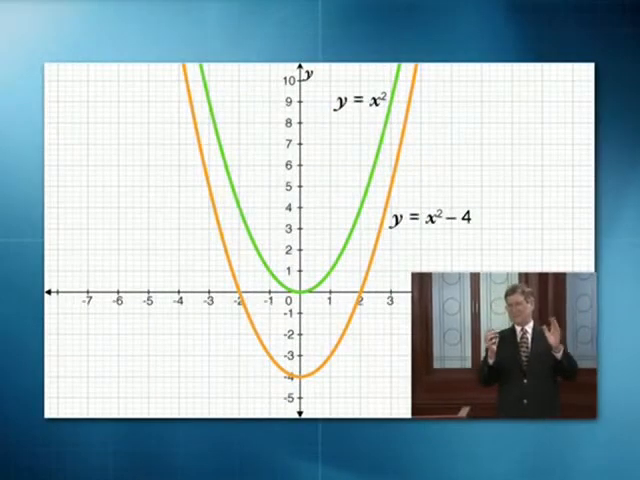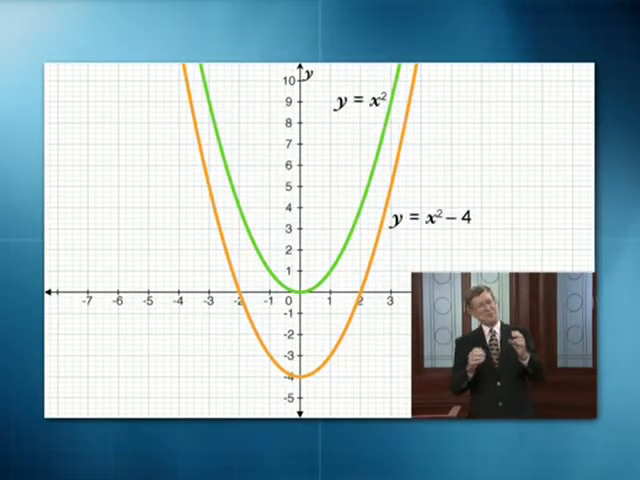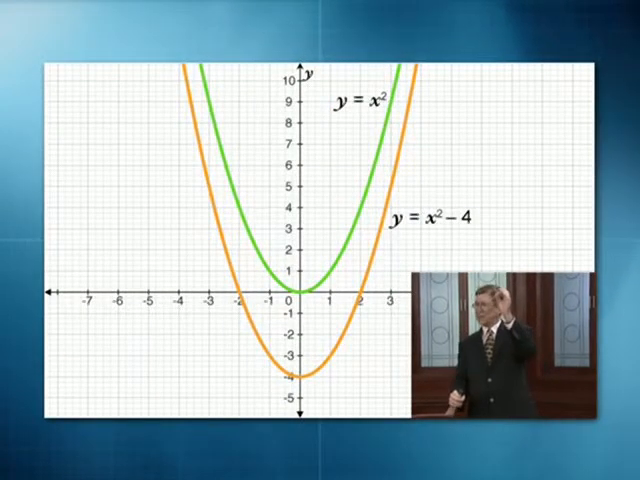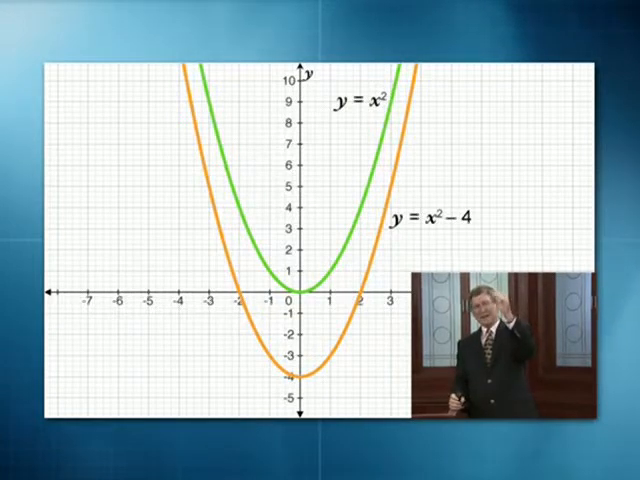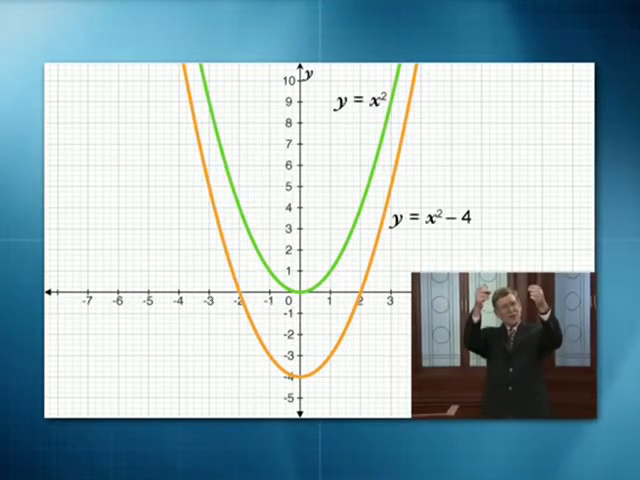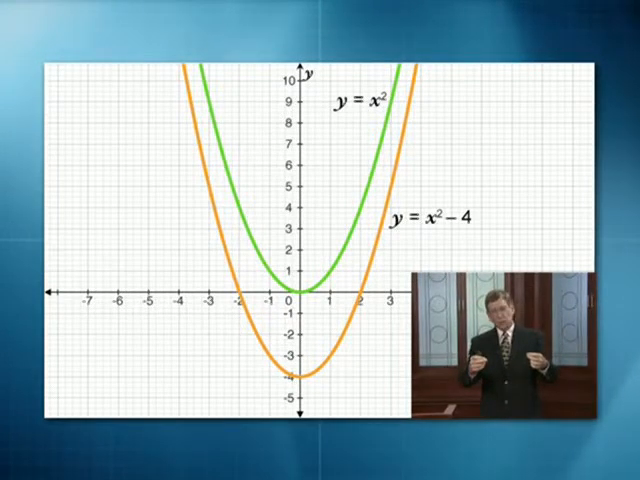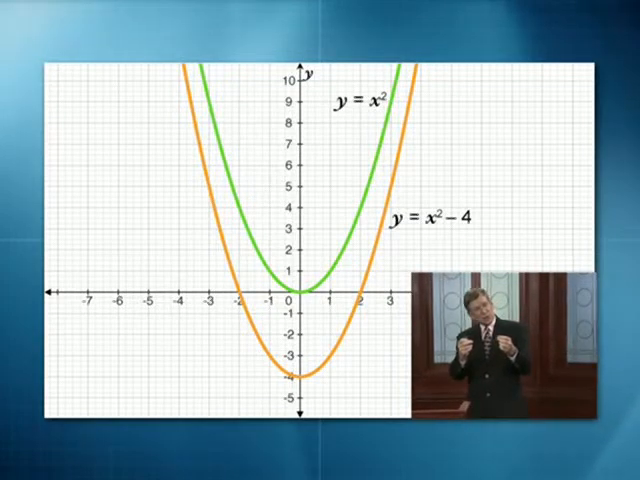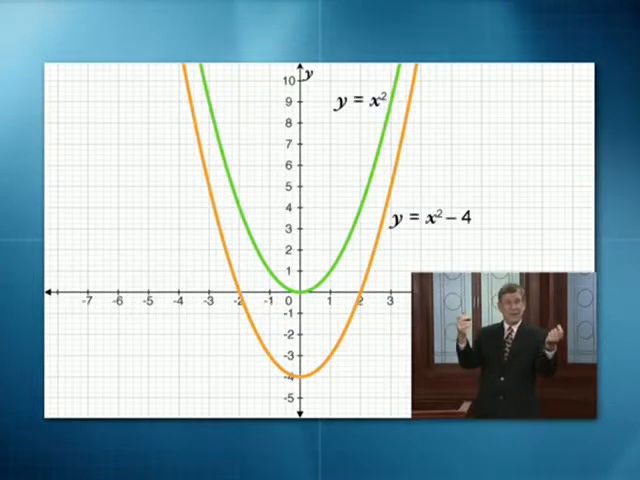Here are the graphs of those two parabolas. Notice how they're related to each other. There's x squared, the green graph, and then down below it you have x squared minus 4. It's the parabola shifted downwards 4 units. And notice that the graph of x squared minus 4 touches the x-axis at minus 2 and at 2.